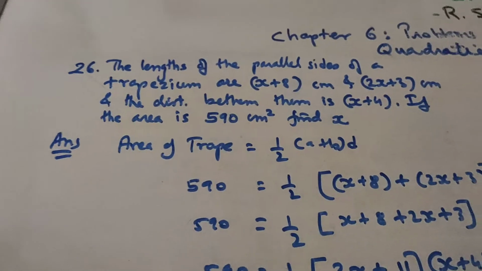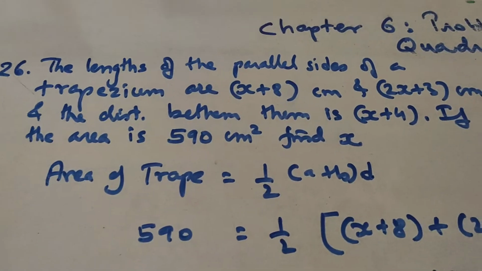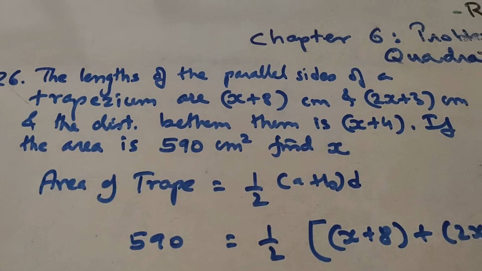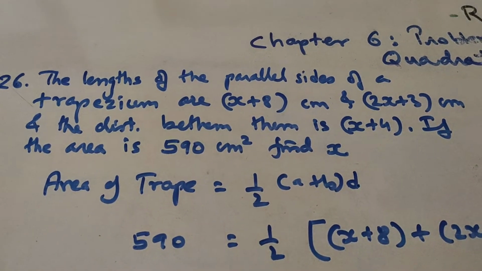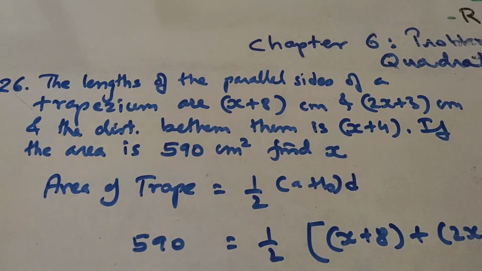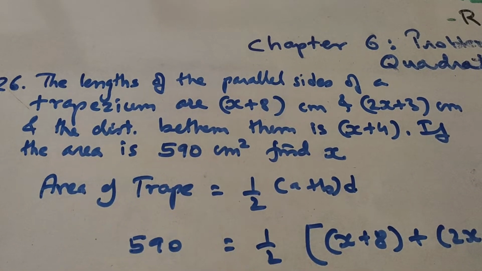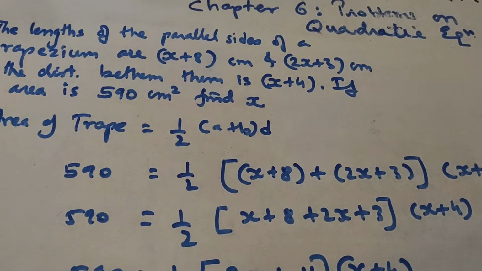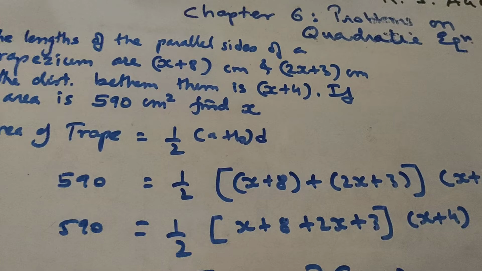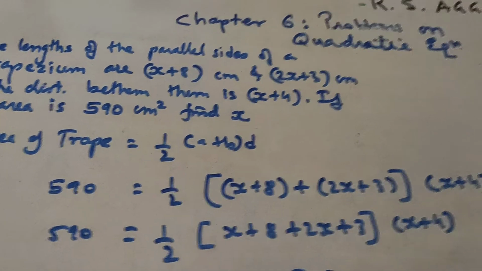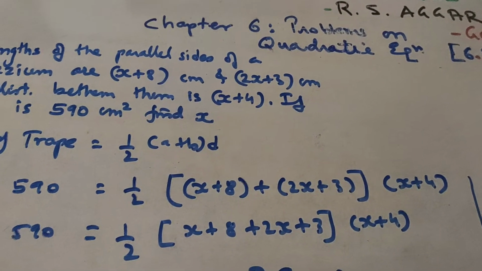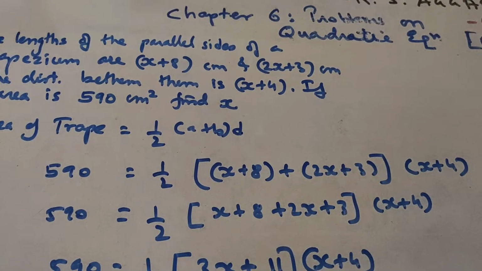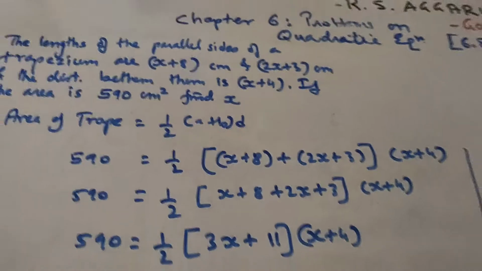So we'll write first of all the area of trapezium. Area of trapezium is 1 upon 2 (a plus b) multiplied by d. A stands for one of the sides, b stands for another side, and d is the distance between them. So area 590 is equal to 1 upon 2, a is x plus 8, b is 2x plus 3, and distance x plus 4. So 590 is equal to 1 upon 2 (x plus 8 plus 2x plus 3)(x plus 4).